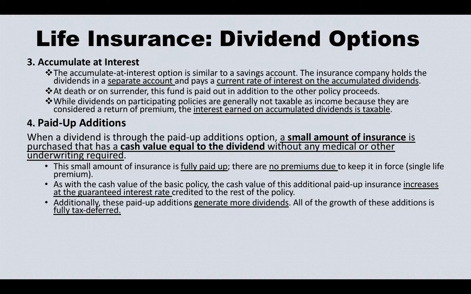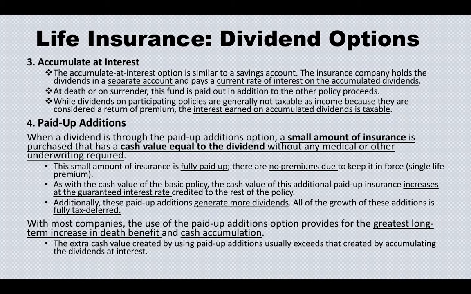As with the cash value of the basic policy, the cash value of the additional paid up insurance increases at the guaranteed interest rate credited to the rest of the policy. So your cash value will increase as you use this paid up option. So this paid up addition generates more dividends. All of the growth of these dividends is tax deferred. So dividends on the dividends, right?